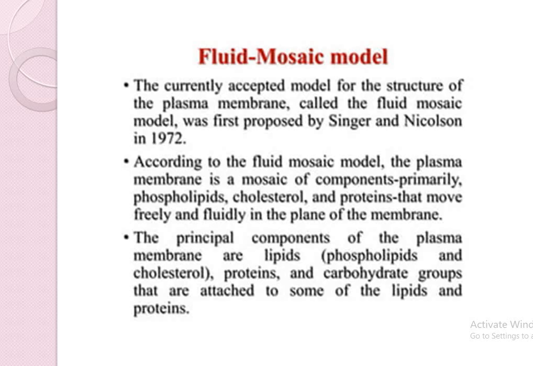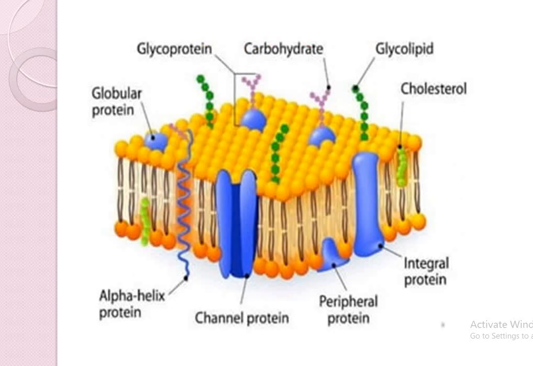The principal components of the plasma membranes are lipids, for example phospholipids and cholesterol, secondly proteins, and finally carbohydrates. The carbohydrate is attached to some of the lipids and proteins. So this is the structure of plasma membrane. Here three major components are located on the plasma membrane, especially phospholipids, proteins, and carbohydrates.